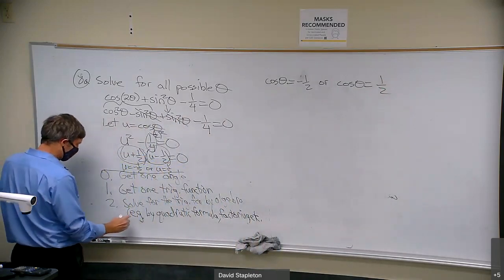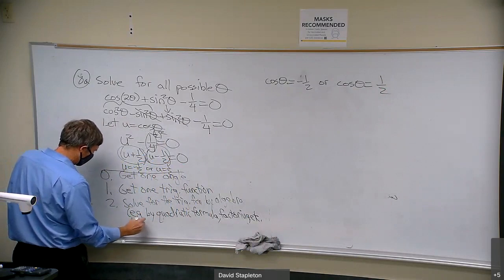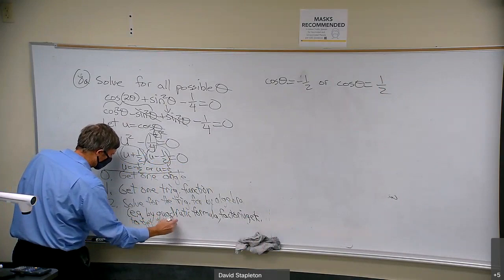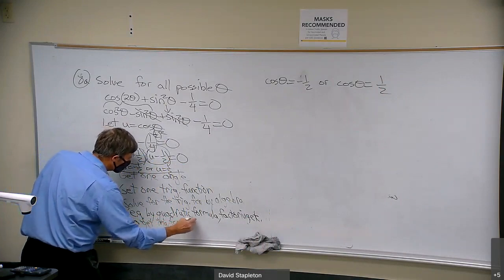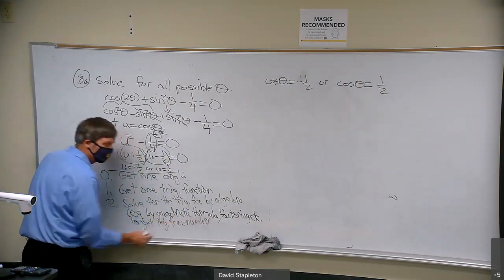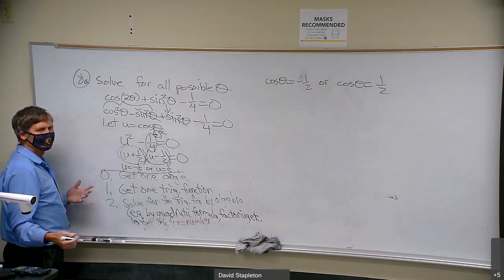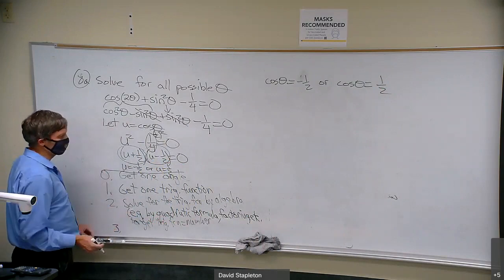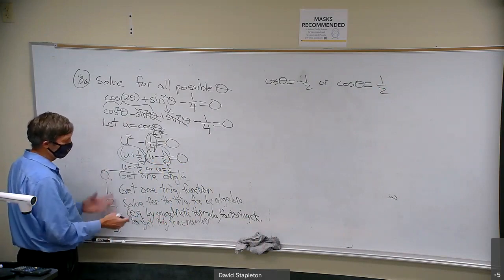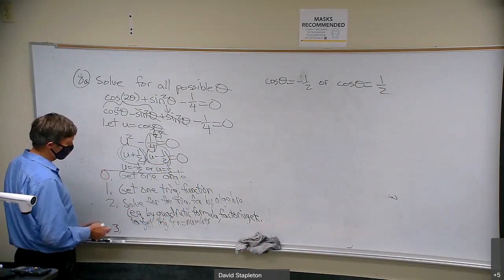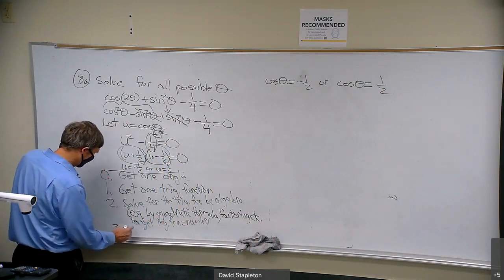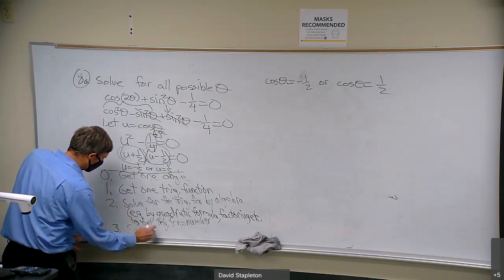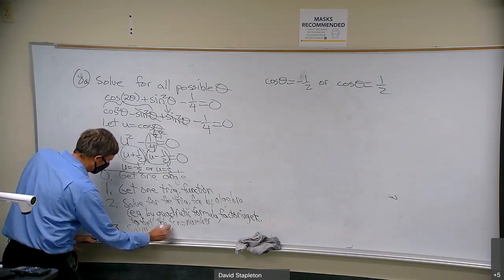Now, once you've got a trig function equal to a number, look familiar, hopefully, you solve it on the unit circle, right? If it's a nasty angle, you solve it in terms of inverse trig functions, but if it's a special angle, you can figure it out by hand. So solve on the unit circle.